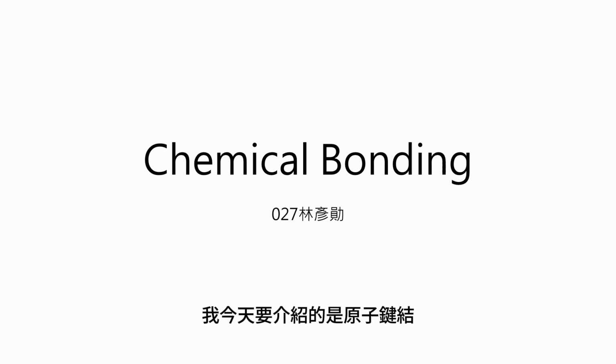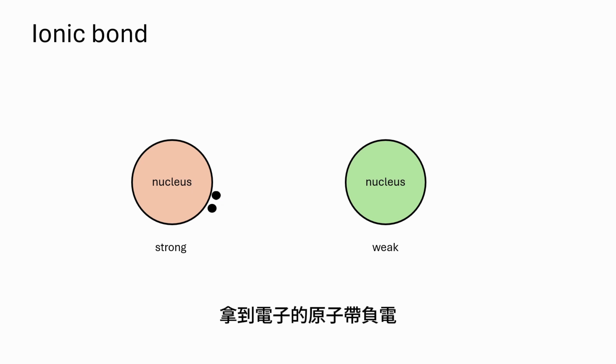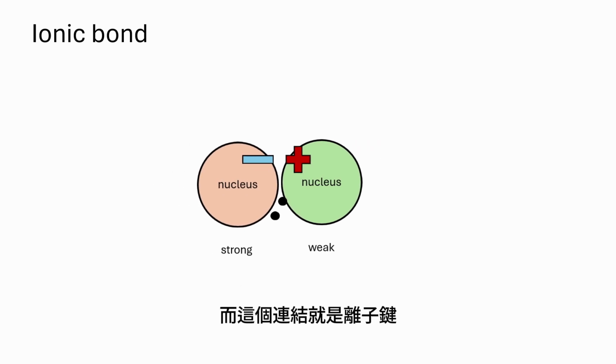Today I'm going to talk about chemical bonding. If one atom is much stronger than the other, it can pull an electron away from its partner. The atom that takes the electron becomes negatively charged, and the one that loses it becomes positively charged. These opposite charges attract each other, and this connection is called an ionic bond.